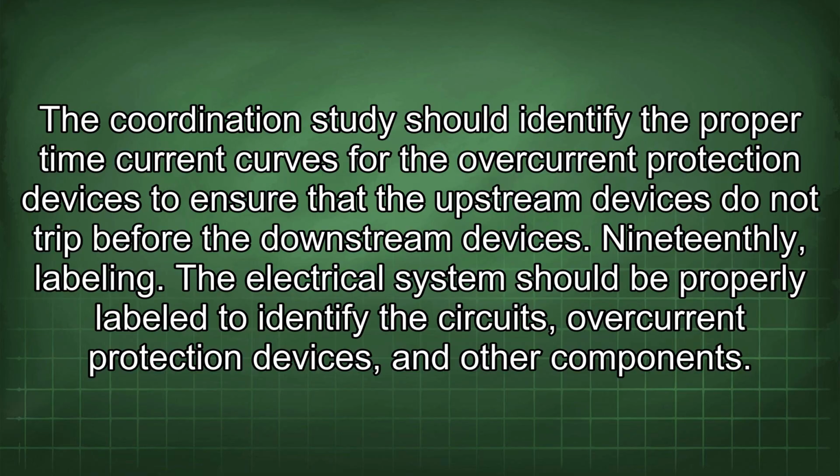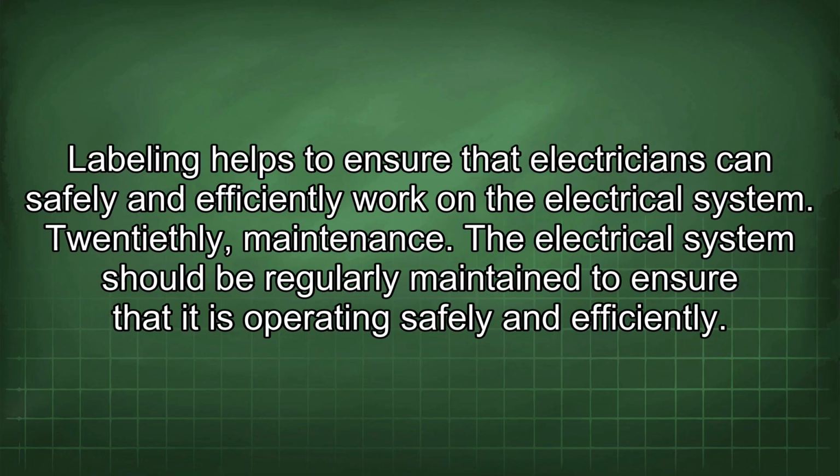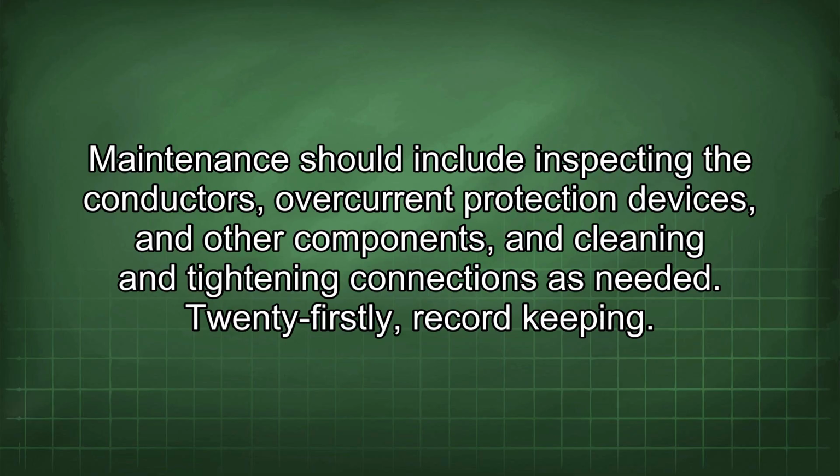19thly, labeling. The electrical system should be properly labeled to identify the circuits, overcurrent protection devices, and other components. Labeling helps to ensure that electricians can safely and efficiently work on the electrical system. 20thly, maintenance. The electrical system should be regularly maintained to ensure that it is operating safely and efficiently. Maintenance should include inspecting the conductors, overcurrent protection devices, and other components, and cleaning and tightening connections as needed.